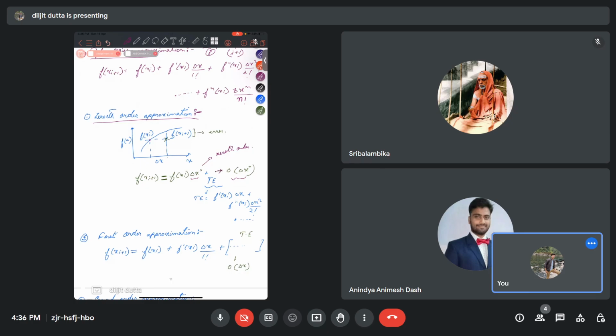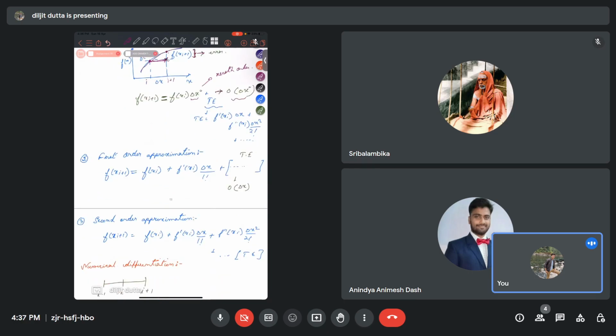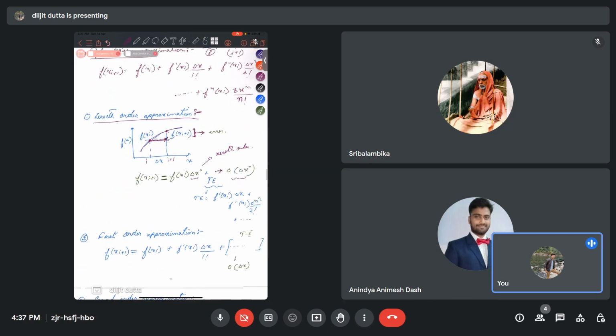So this is the zeroth order approximation. If we have the solution curve for f, like this is I and this is I plus 1, the actual value is here. We have assumed that f of xi plus 1 is equal to f of xi. So this value will be the error. This is the zeroth order approximation.